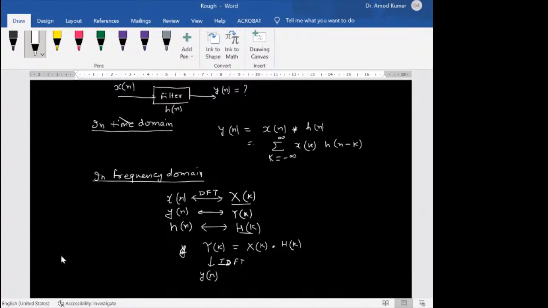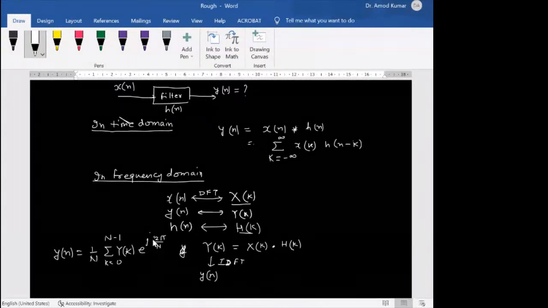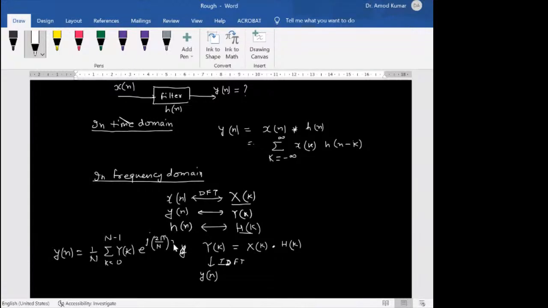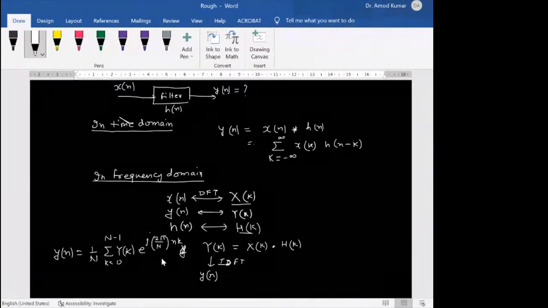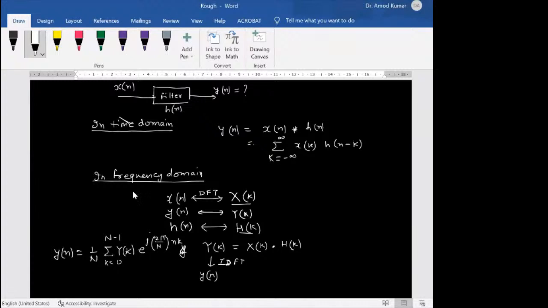Simply, yn, if you want to calculate, is equal to 1 upon N, summation over k from 0 to N minus 1 of Yk into e raised to the power j 2 pi by N into small n into k. This is my inverse discrete Fourier transform definition.